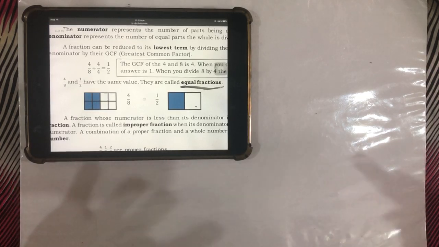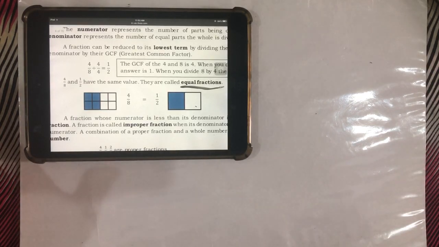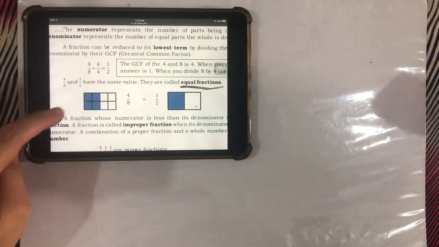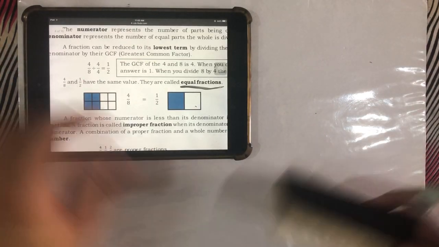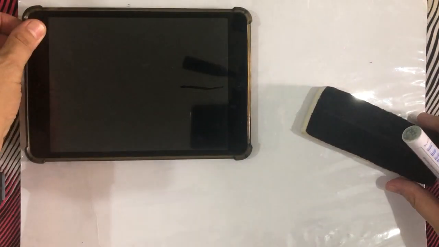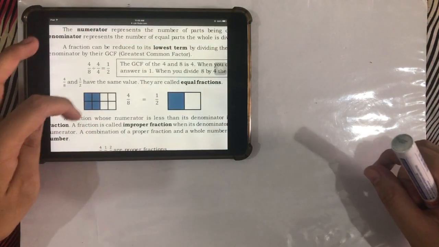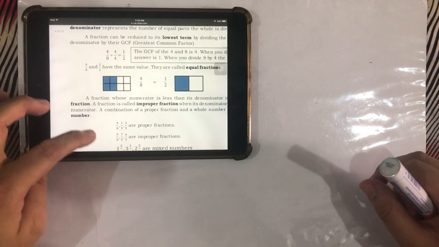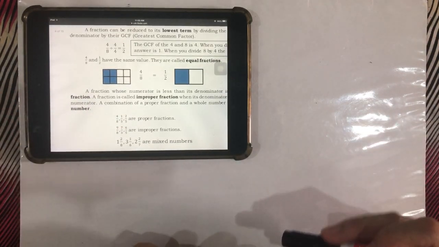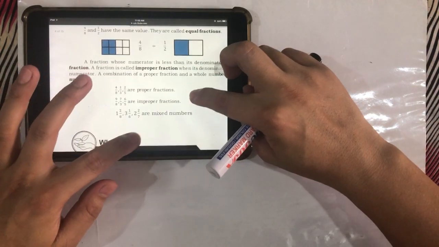Diba? Bakit equal? Kasi nga, they have the same quantity. Diba? So, magkasindami lang naman sila. So, yung laki din nila, ganun din. So, they are called equal fractions. Okay? Ngayon, may sinabi dito sa atin. Sabi, that is about improper fraction. Okay? And then, meron din tinawag na proper.